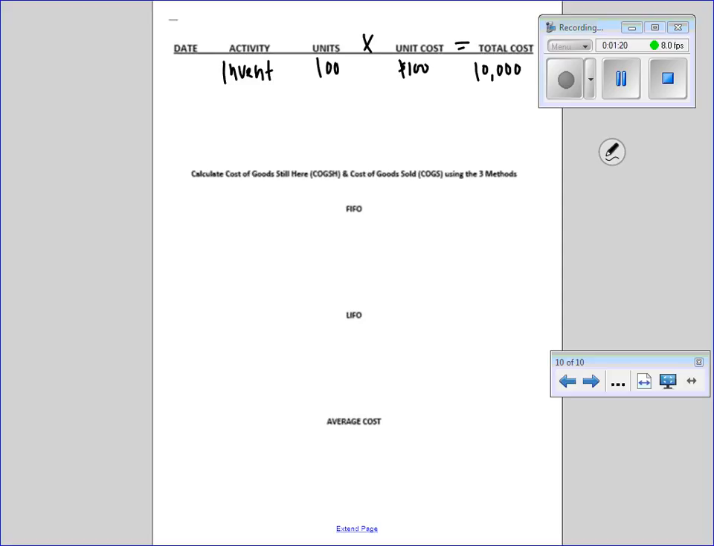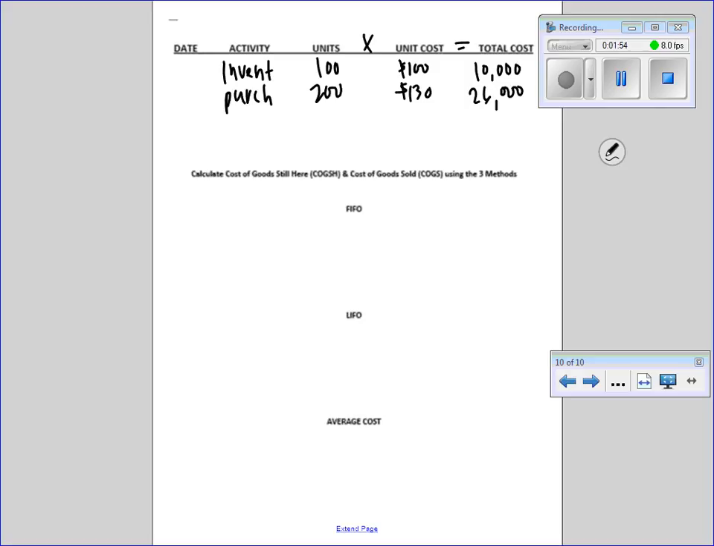I wanted you to do a problem like this because if I really wanted to challenge you on the test, I'd give you it in this format. Okay, then what happened? What's our next activity that happened in the little bio? The company purchased how many? 200? And what was the total cost on those? 26,000. So if you take 26,000 divided by 200, each unit would be 130.